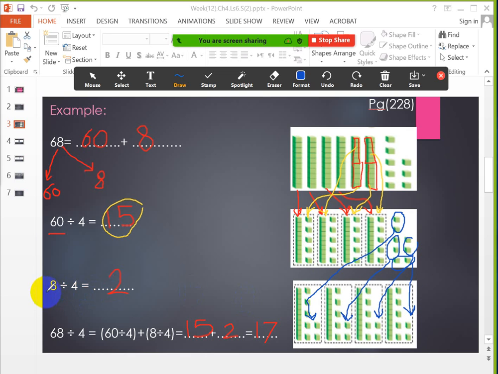So the answer for the division 8 divided by 4, I can find it in my mind. It's 2. So I found both divisions here. The first one, 60 divided by 4 equals 15. 8 divided by 4 equals 2. If you add those numbers, the answer is 17. Or you can count here the number. Look, I have 1 long and 1, 2, 3, 4, 5, 6, 7 small cubes. That means I have 7 in the ones. Let's move to the next page.